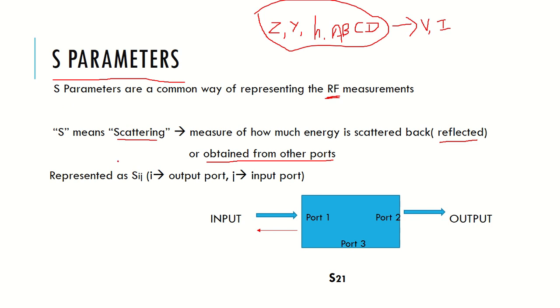And S parameters are represented as Sij, where i represents where I'm getting the output, j represents where the particular input is given. So in this particular diagram we can say that this is my i, this is my j. I get the output at port 2, I give the input at port 1. So the parameter is represented as S21, where 2 represents the output port and 1 represents the particular input port.